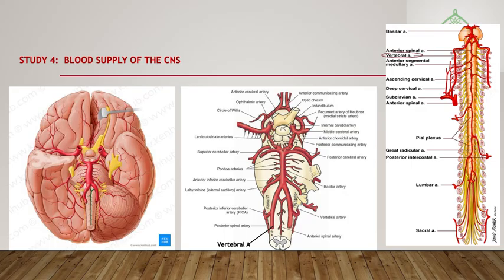So the first image on the left-hand side is the base of the brain, where you can see two arteries from the bottom, because the two arteries fuse together to give rise to a big artery. Those two arteries coming up to fuse together are called the vertebral arteries, and by the time they fuse together, they form what is referred to as the basilar artery. The second image is just an illustration depicting that.